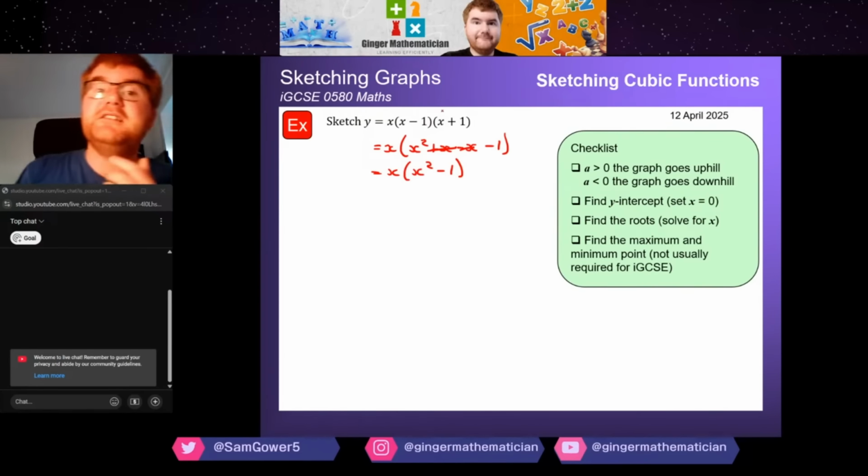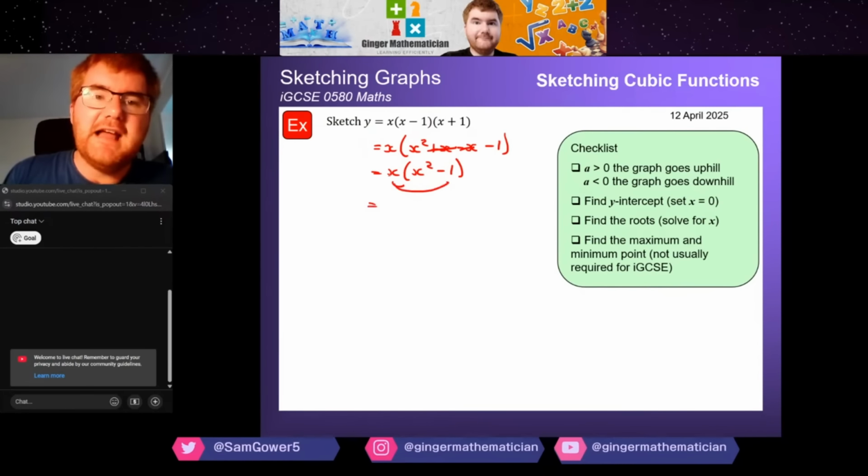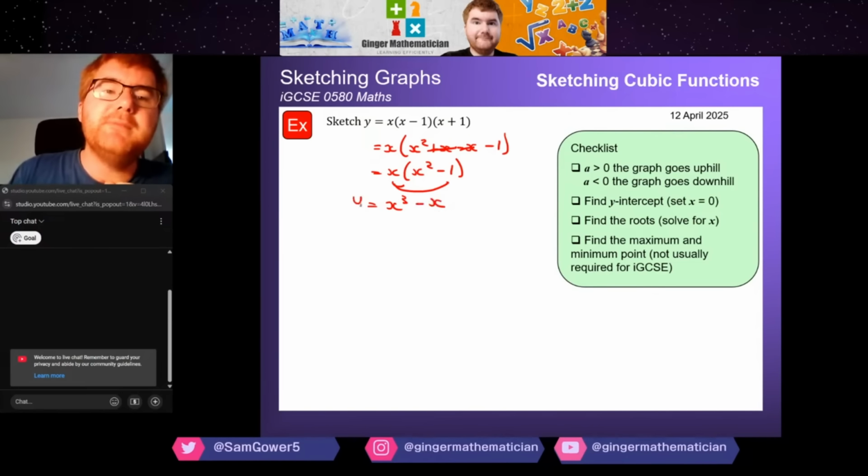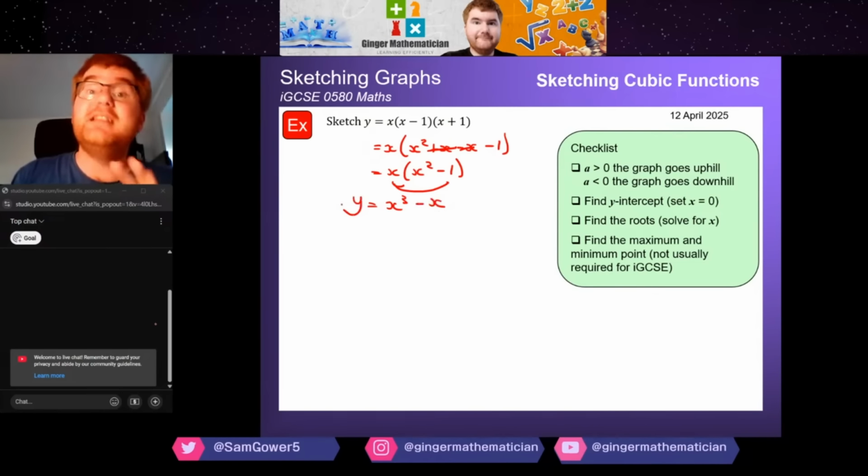So this is a difference of two squares. You should recognize that from the iGCSE course. Now we can just multiply out this bracket. So we get x times x squared is x cubed, and then x times minus 1 is equal to minus x. So if we expand all of this out, then we get this particular fairly simple cubic here.